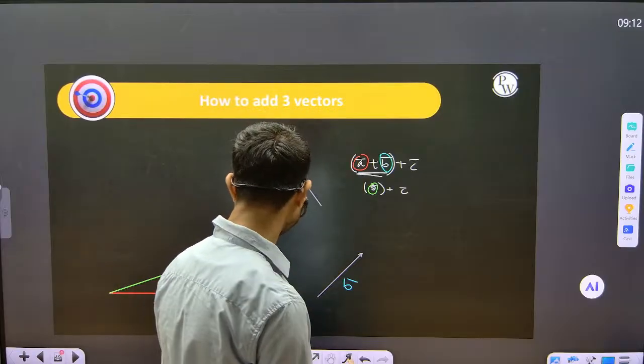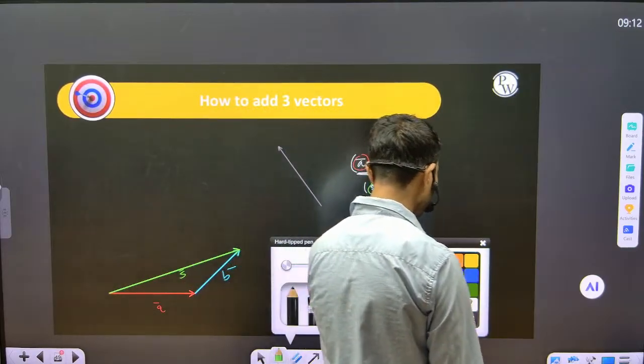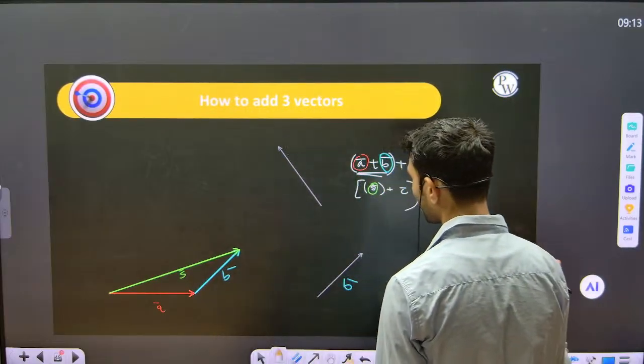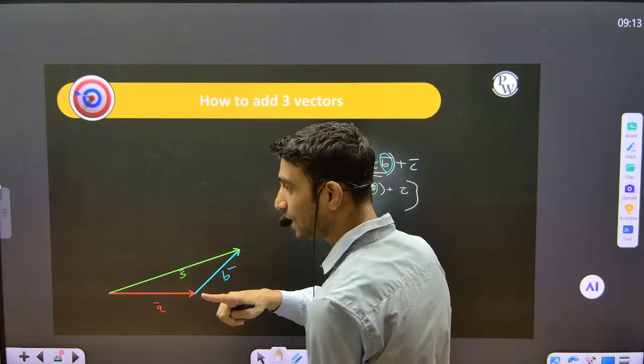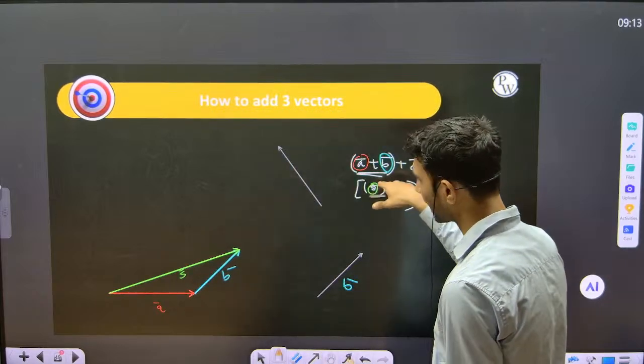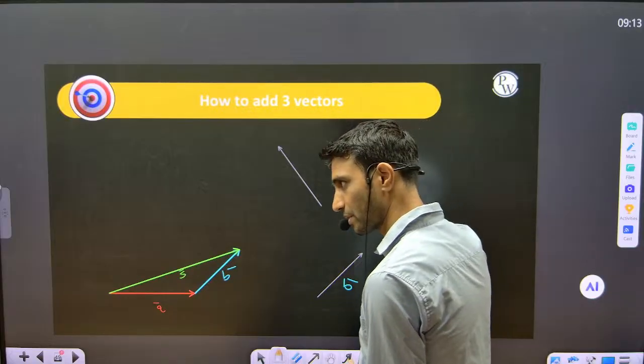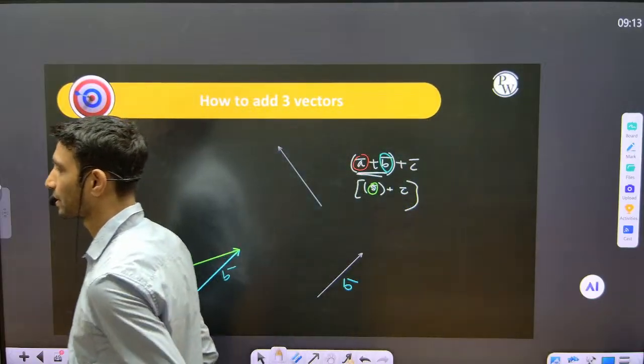And once you get S vector, now I have to add S vector with C vector, right? So where's C vector, guys? You remember I had to add three vectors, right? A, B, and C. I added 1, 2, and I got S vector. Then I have to add the third vector, right? That's how it is. So let's add C vector as well.